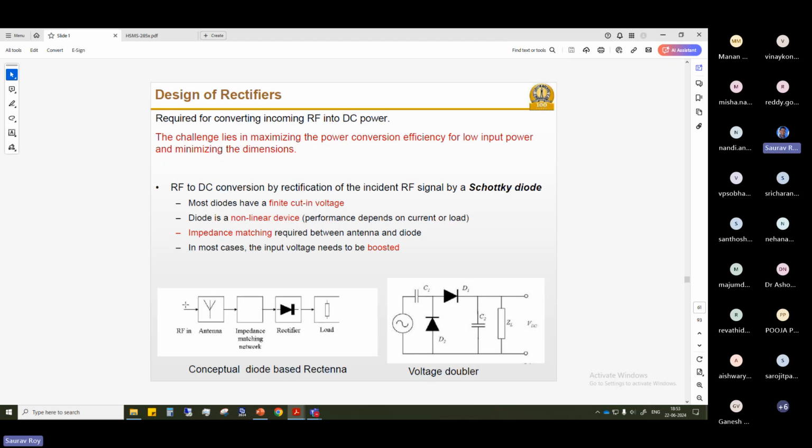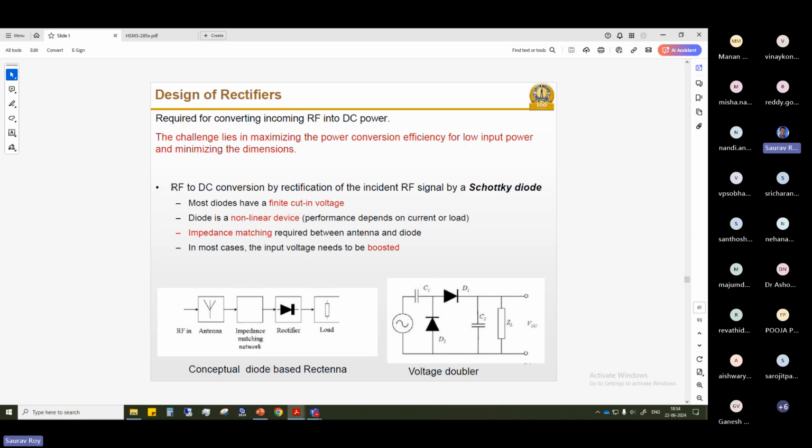Even with that small amount of power, if you don't have good efficiency in your harvesting circuit, the voltage at this end will be even less. It will go to microwatts, or microvolts. But if you have a good efficiency circuit, it might go to millivolts or even a volt. 3 to 5 volts you can also get. That is why power conversion efficiency is a big deal, and you have to maximize it. That is the design challenge generally in this kind of circuit.